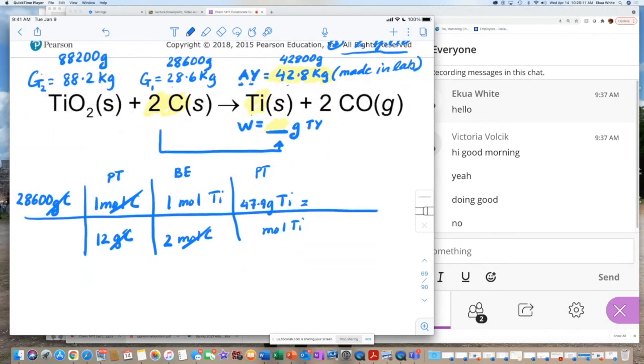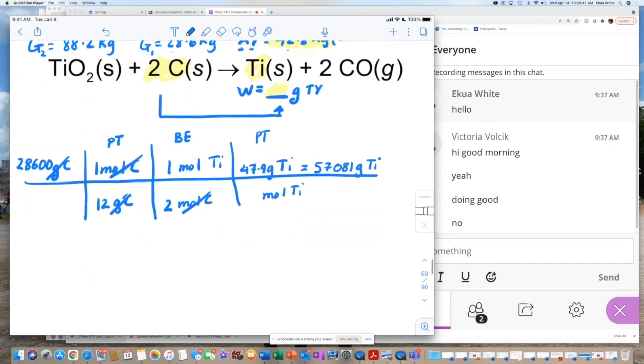As usual, 28,600 times 47.9 divided by 12 divided by 2. Okay, I got 57,080 grams of titanium. I mean, if you want to, you can convert it back to kilograms, and that works.